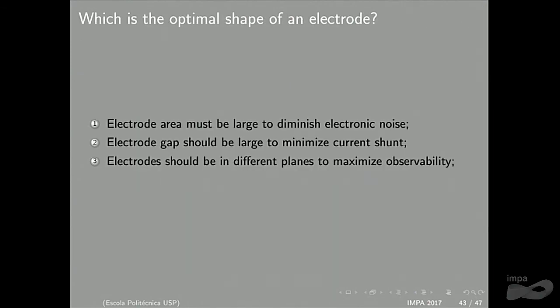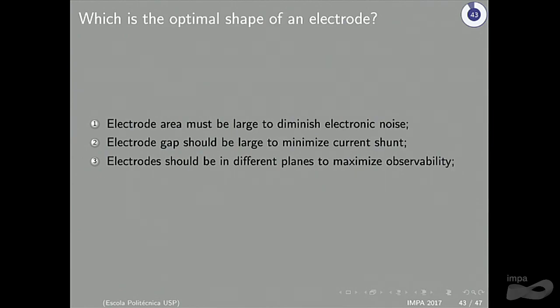This criterion of observing just the small singular values can also be used to design the shape of the electrodes. From the electronics, we know that the electrode must be large to diminish the electronic noise. And the gap between electrodes should be large to minimize the current shunt. The current shunt is the current that flows through the electrodes in the skin and does not help the inverse problem.